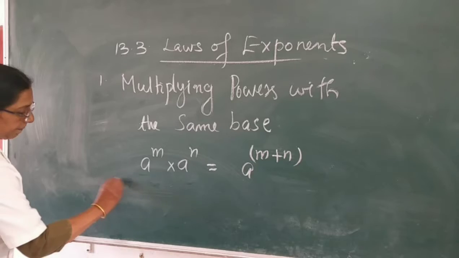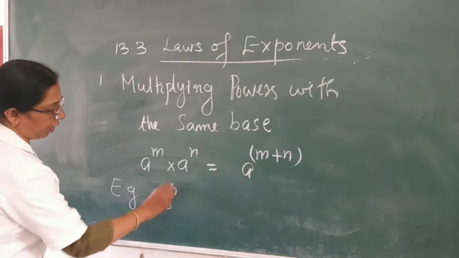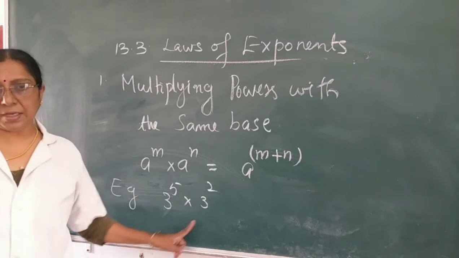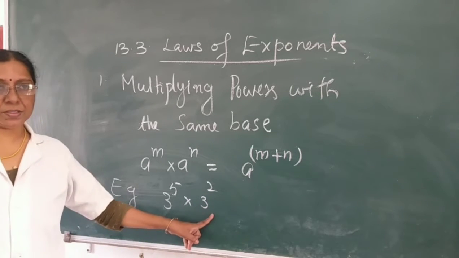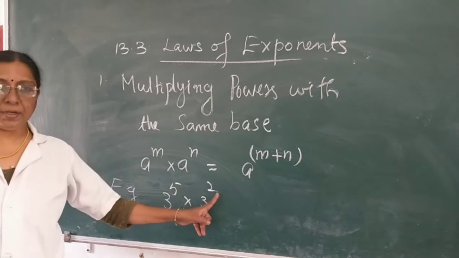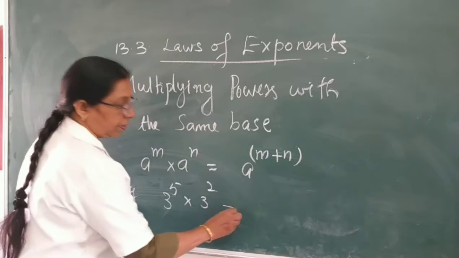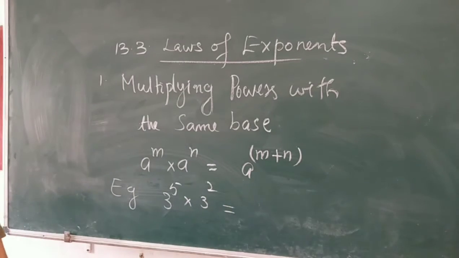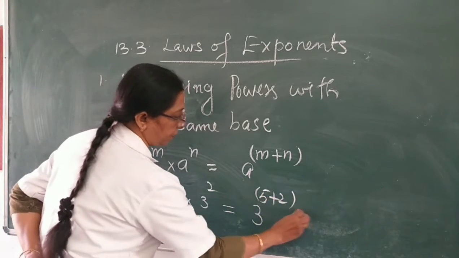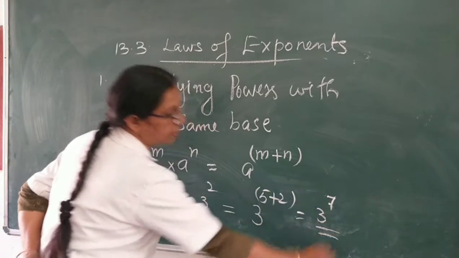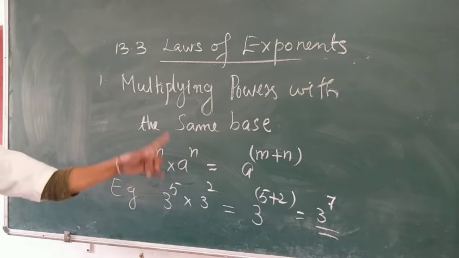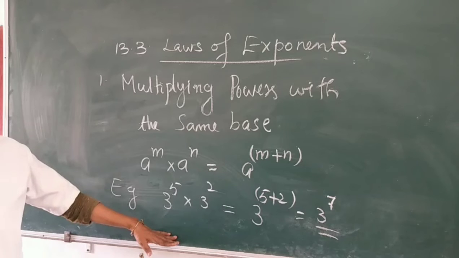See example, 3 raised to 5 into 3 raised to 2. See here, base is 3. In both the cases, same base. Power here is 5, here it is 2. That means 3 raised to 5 plus 2, that is 3 raised to 7. That is the answer. Again, we can multiply 3 seven times. That's the first law. This is very important.